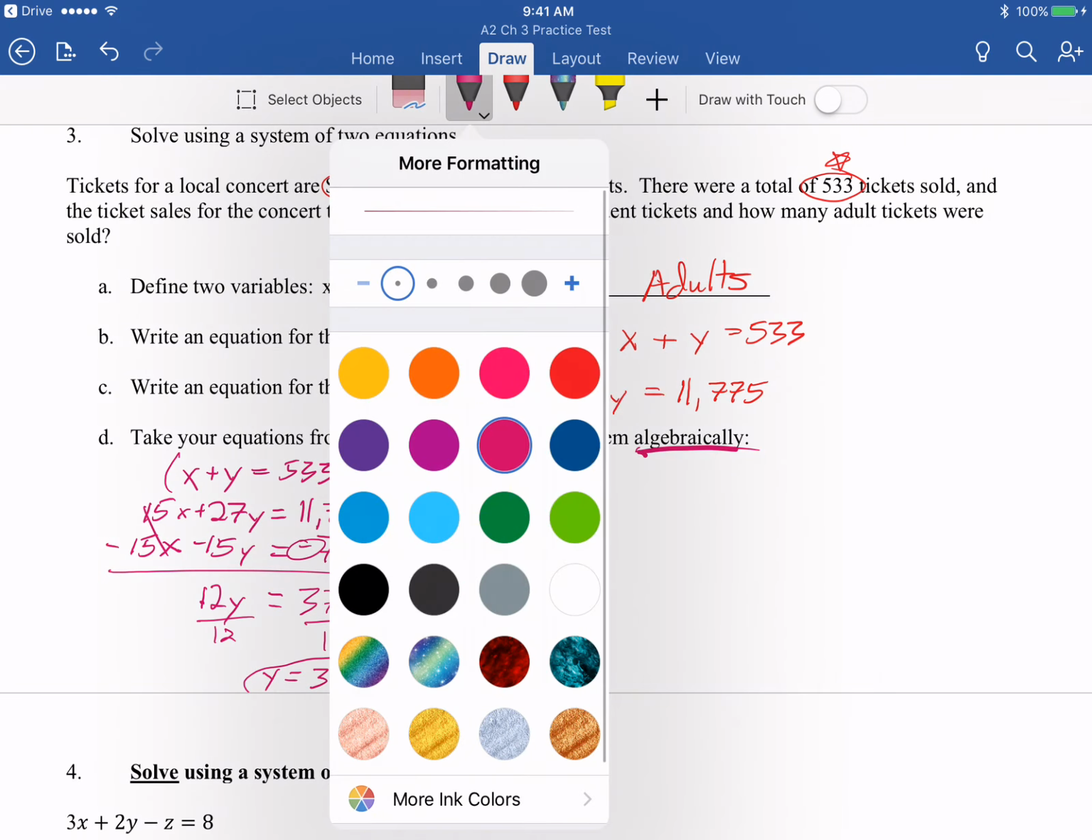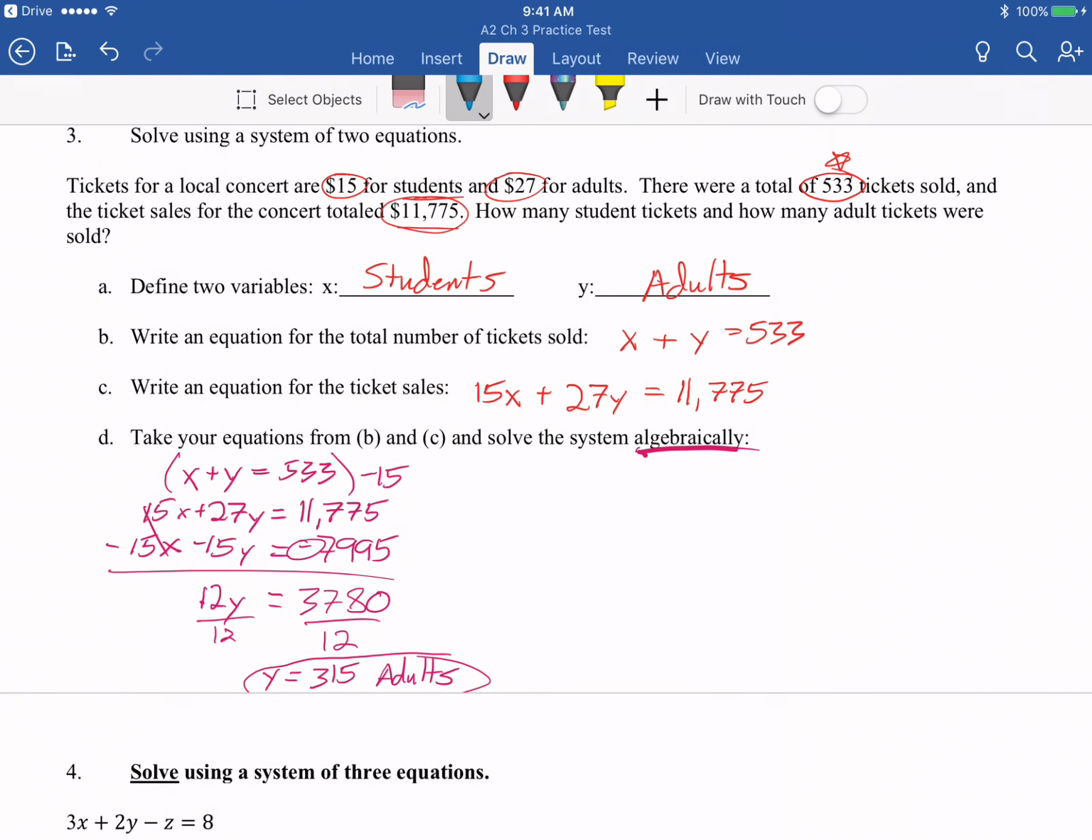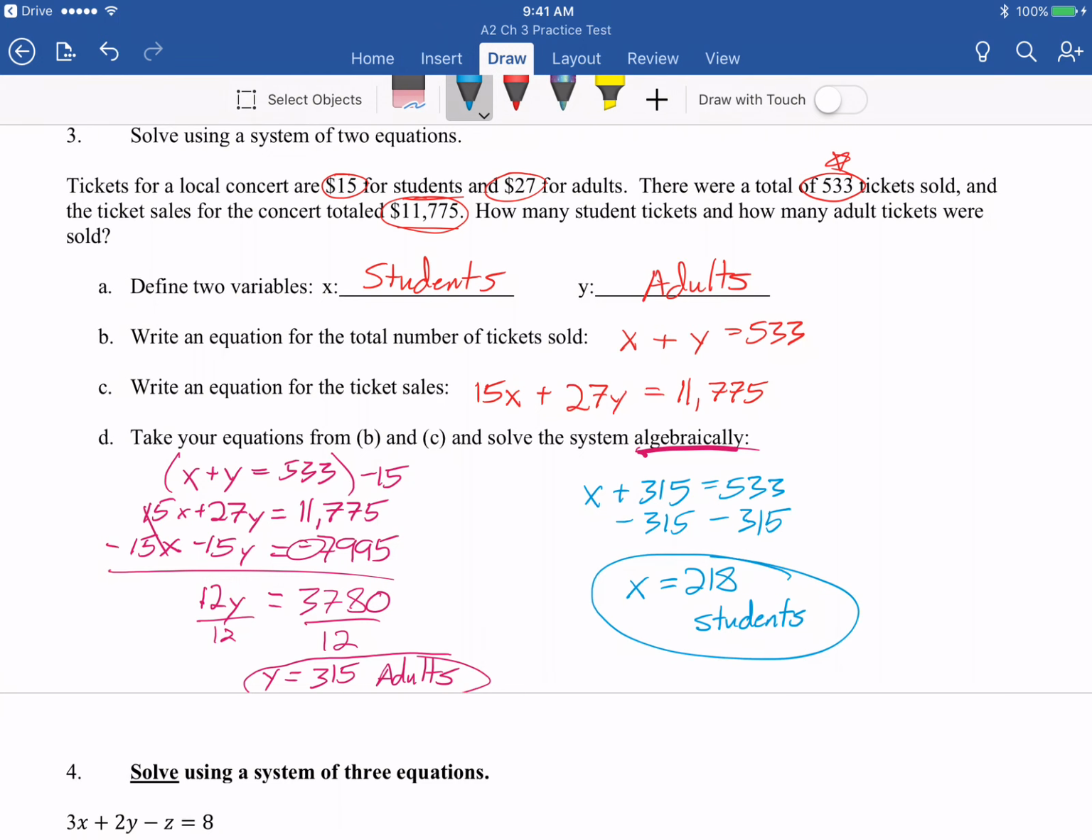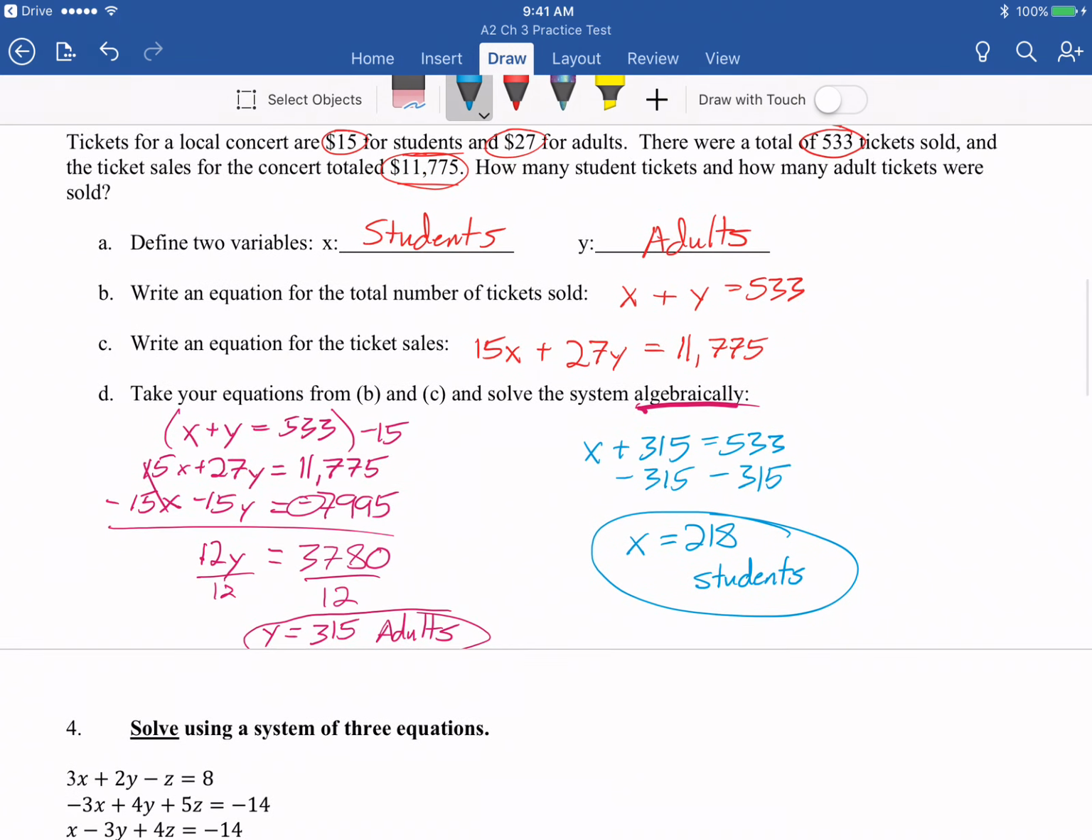All right, and to find out what my x is, I've got to plug this guy back in, so I have x plus 315 has to be 533. So if I subtract 315, I get my x is equal to 218, and that is my students. All right, so I solved that word problem by elimination eventually, but I made some equations for myself here and here. All right, good. Awesome.